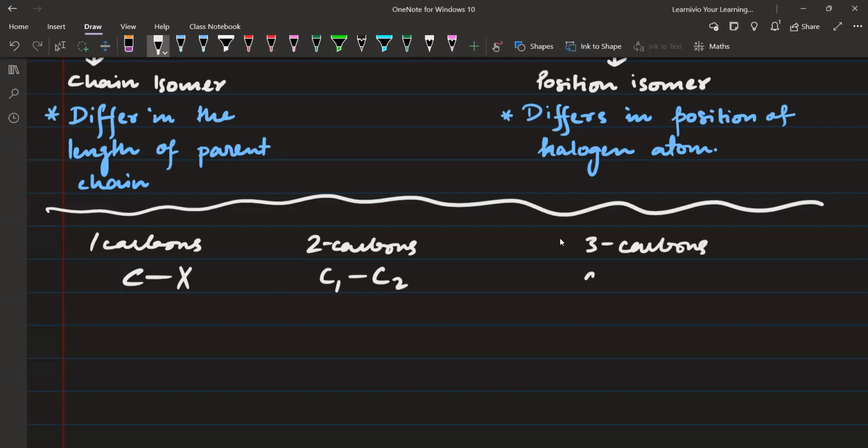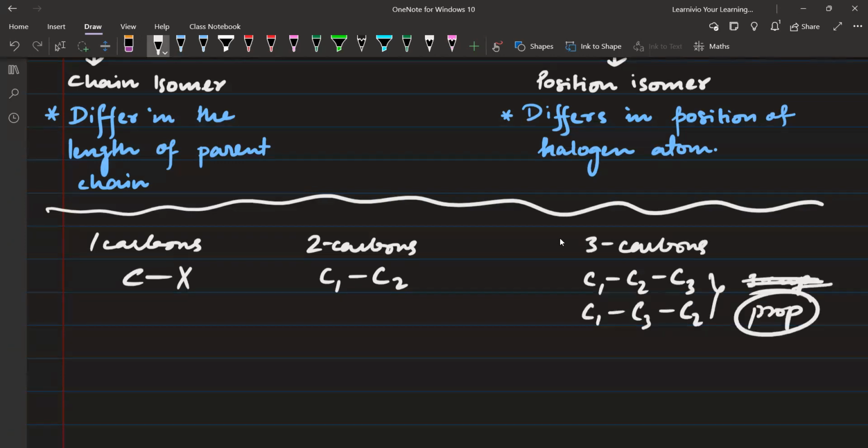When you have three carbons, you can have one possibility, that is carbon 1 attached to carbon 2, attached to carbon 3. Although you can have different attachments, for example carbon 1 attached to carbon 3, with carbon 2 attached to it. But in both of these cases, the parent chain always has how many carbon atoms? 3 carbon atoms. That means the parent chain will always be prop. Whether you attach 1, 2, 3 or 1, 3, 2, or 2, 3, 1, whatever arrangement you make, it's not going to make any difference. The parent chain will always be prop.